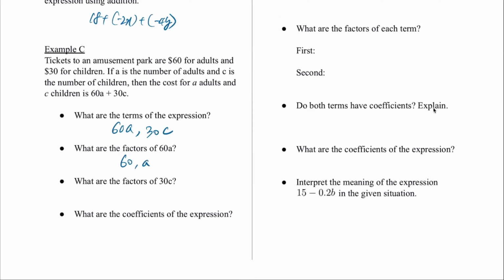Okay. And the next question, what are the factors of 30C? That'll be 30 and a C, right? So what are the coefficients here? Well, the numbers that are in front of the variables are 60 and 30. Okay, let's keep going.